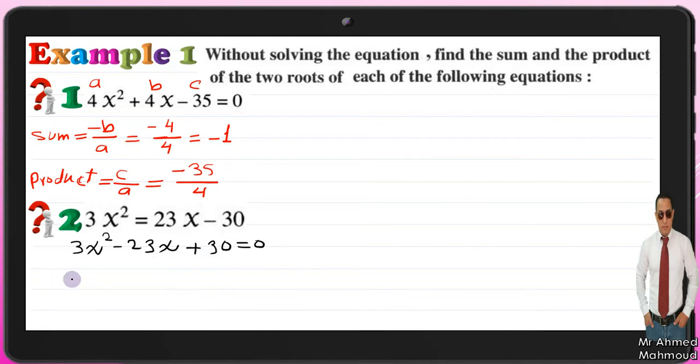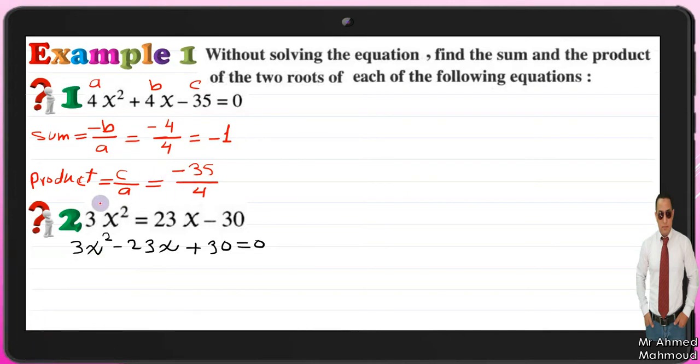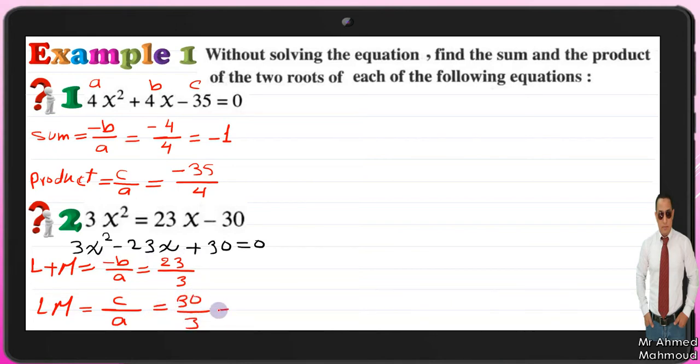Okay, a equals 3, b equals negative 23, c equals 30. So the sum will be L plus M, which is the sum, negative b over a, equal to 23 over 3, and L times M, LM equals c over a, which is 30 over 3. 30 over 3 equals 10. So the sum equals 23 over 3, the product equals 10.